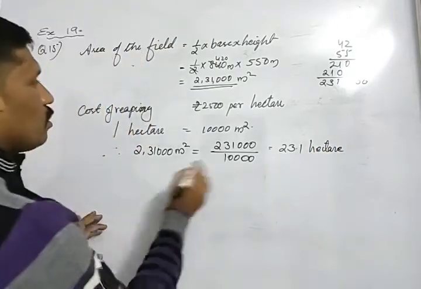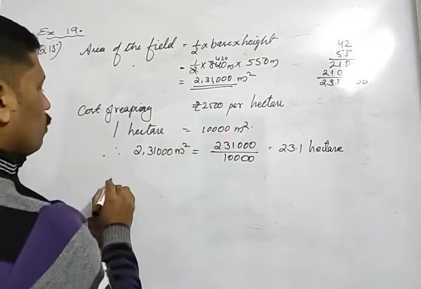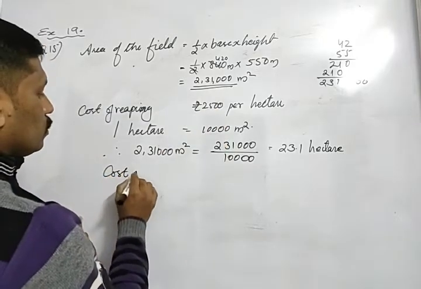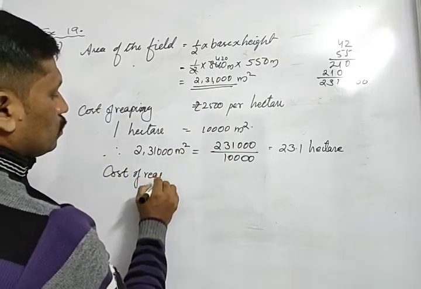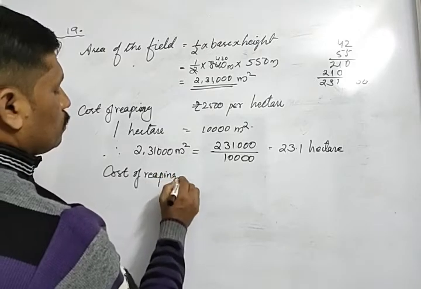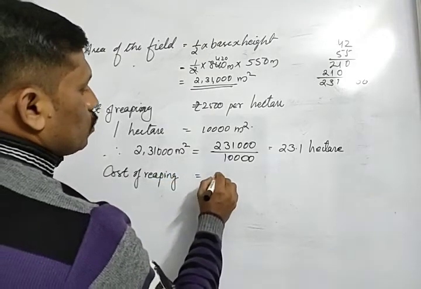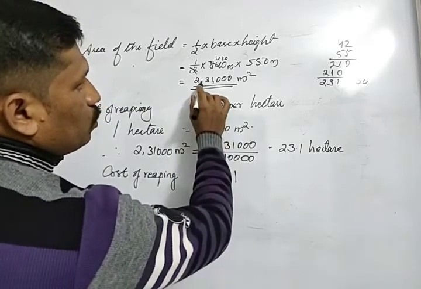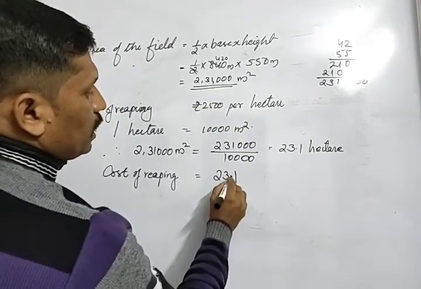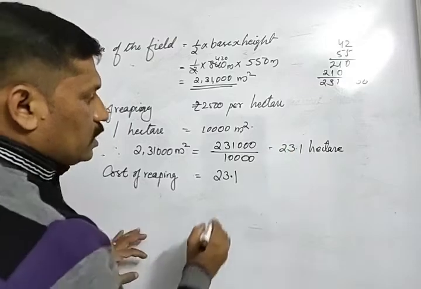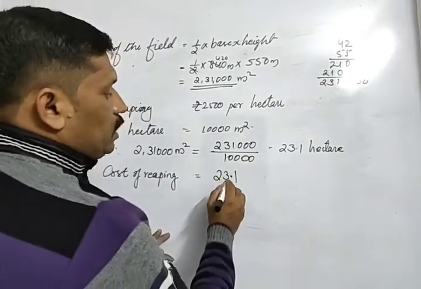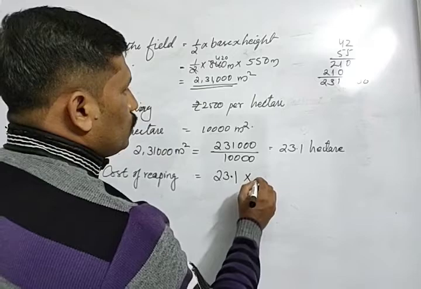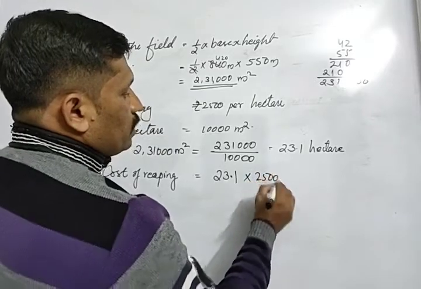That's the cost. And cost of reaping, this is. Therefore, cost of reaping is equal to total how many hectares? 23.1 hectare. That means 2,31,000 meter square is the total area. That we change it to hectares. That we get 23.1 hectare into 2,500. So we multiply.